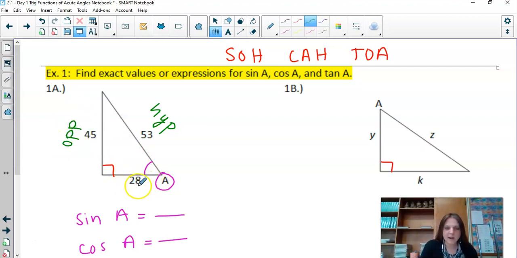That means this side over here must be adjacent, and adjacent means it's right next to that angle. Although both of these sides are adjacent, this one is already labeled hypotenuse. It's a special type of adjacent side. So then the other side over here must be your adjacent. Okay, look at sine. Opposite over hypotenuse.